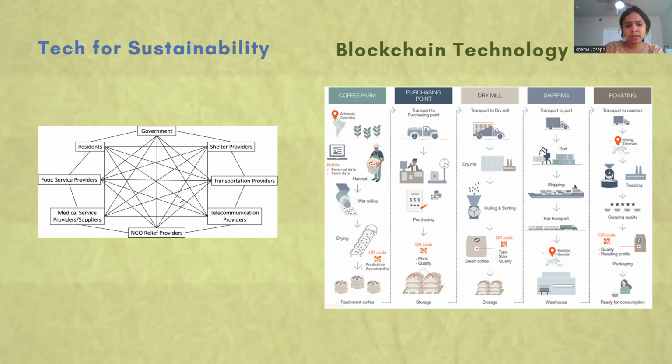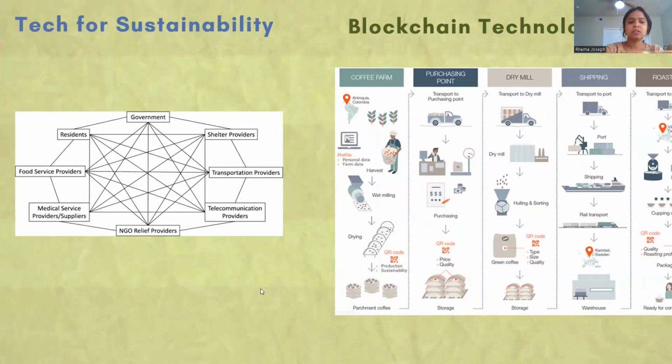Now, on the left side, if you see, this is an example of blockchain again when it comes to disaster management, right? And I think now that I've explained how it works, you will see that each of them is a node.